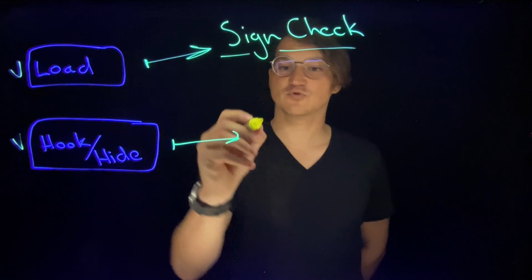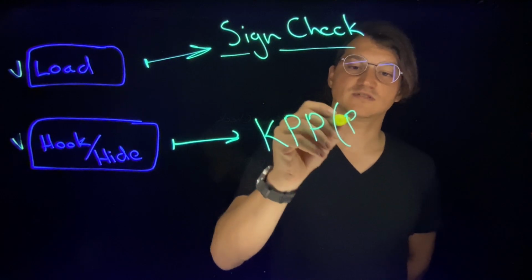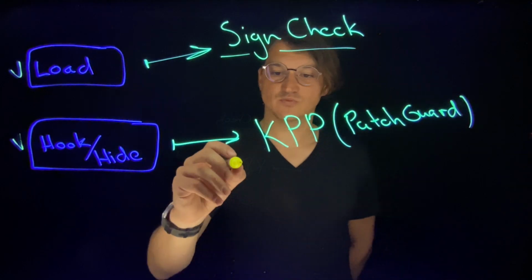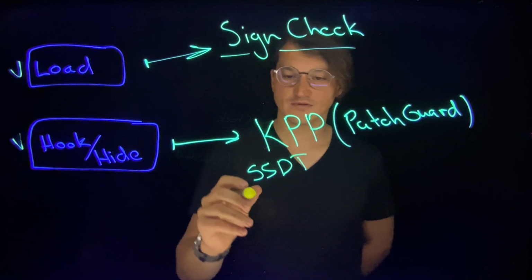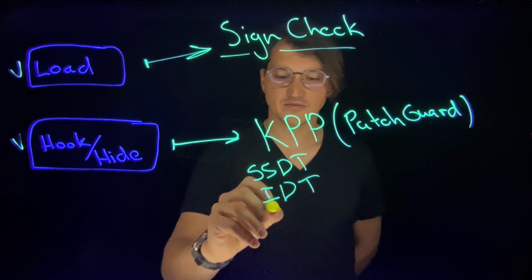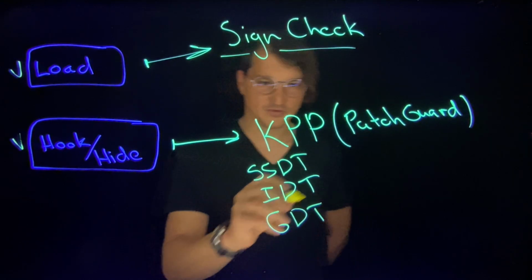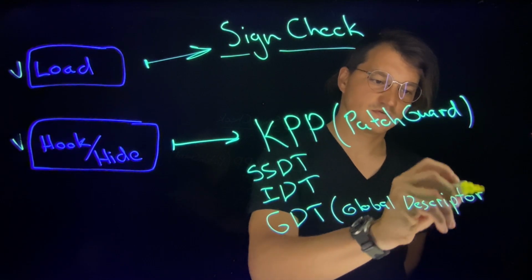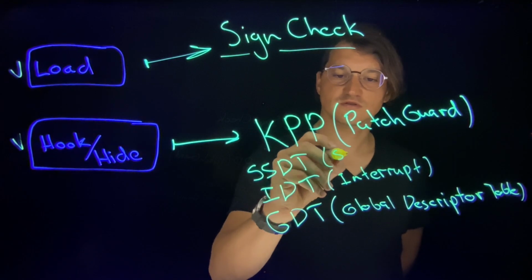And then the second thing would be PatchGuard, or KPP, Kernel Patch Protection. What PatchGuard would do is guard the SSDT, the system service descriptor table, the IDT, the interrupt descriptor table, and I believe the GDT. That would be the global descriptor table.